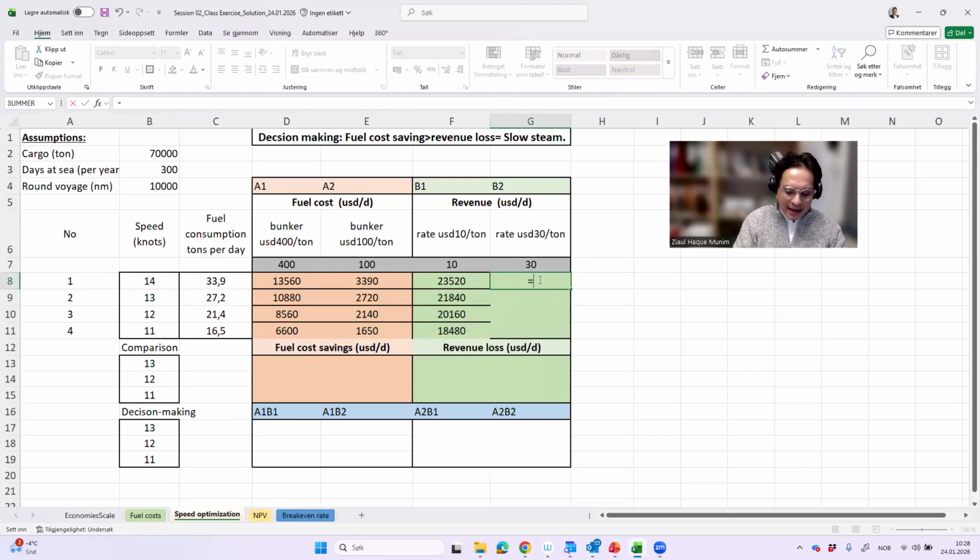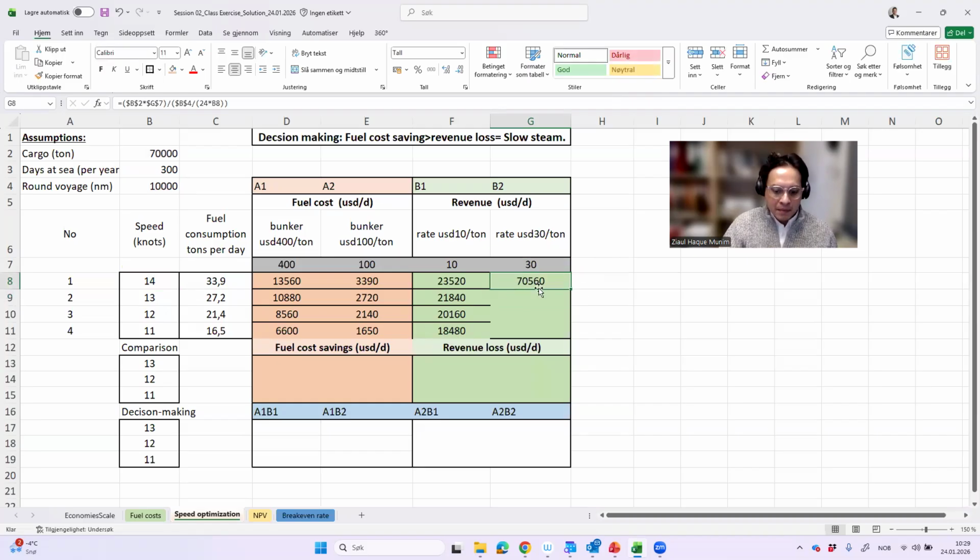We are going to just do the same thing here. I have the cargo. I have to fix it. I multiply this with my per day freight rate. I fix it. I'm going to divide this. Again, I pick the cell with the round voyage. We divide this by 24 hours times the speed of the vessel. Here, the speed of the vessel, we are not going to fix it, because when we drag it, we want it to move. So enter. This is the amount we are getting here. And then we drag it down.